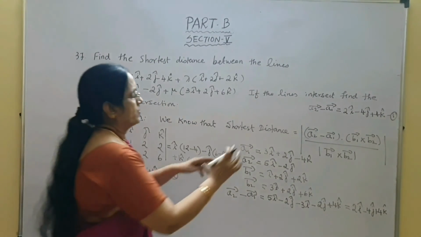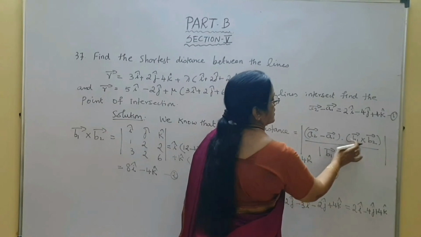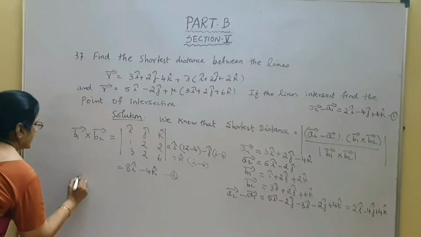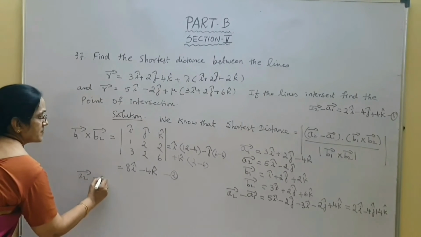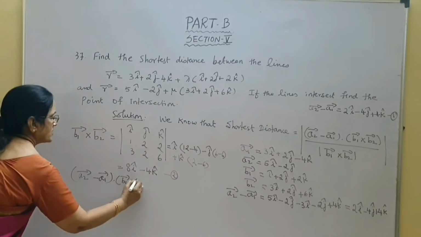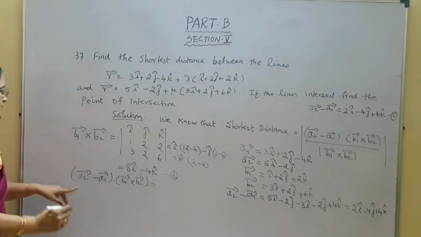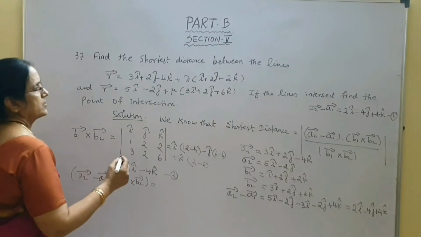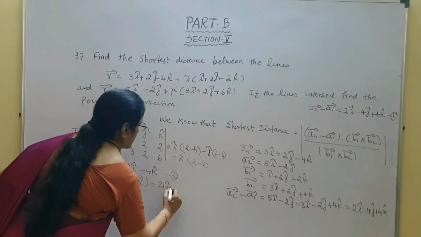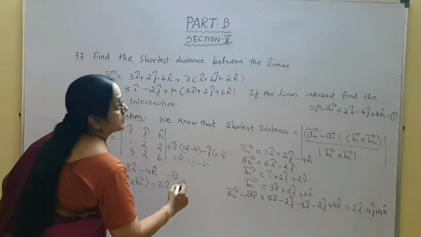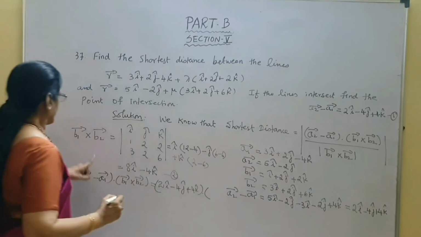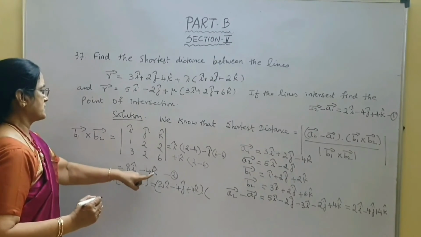Now I have to find out A2 minus A1 dot B1 cross B2. A2 vector minus A1 vector dot B1 vector cross B2 vector is going to be, already I got 2i cap minus 4j cap plus 4k cap dot B1 cross B2, which is 8i cap minus 4k cap.